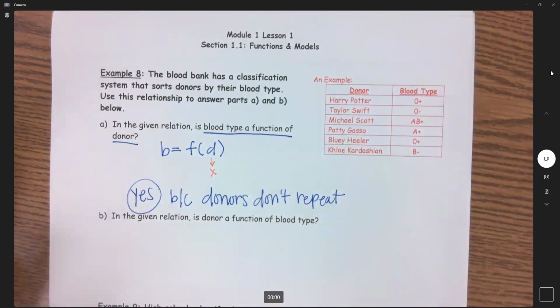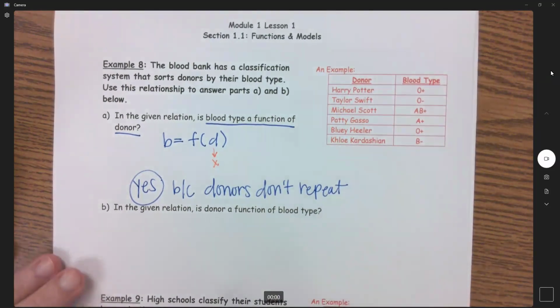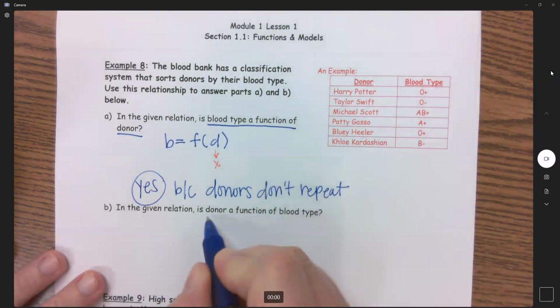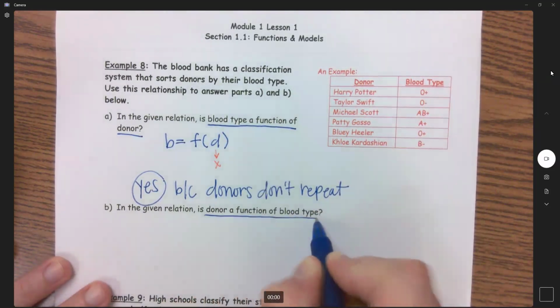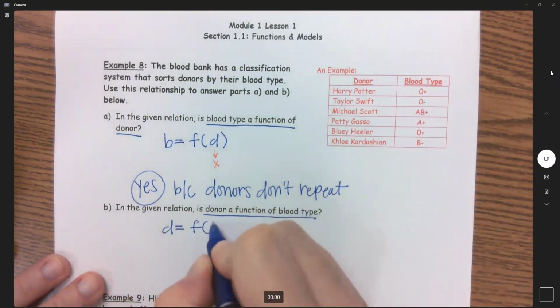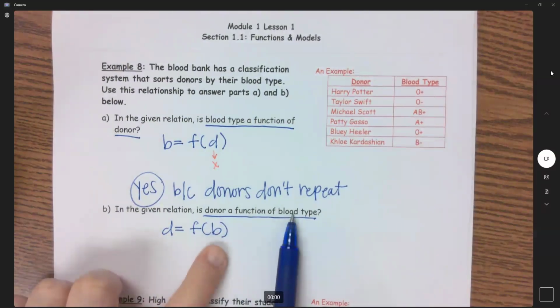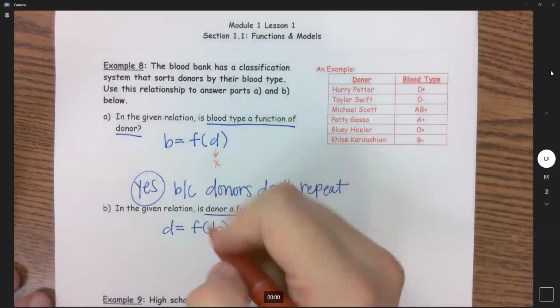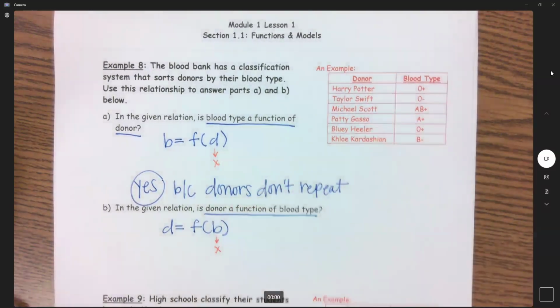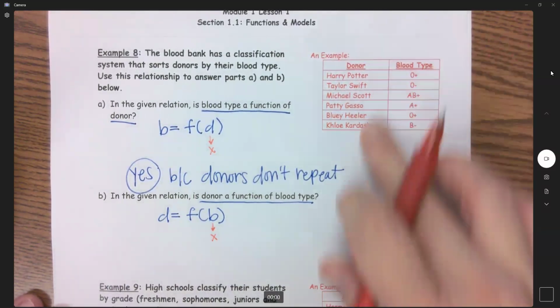Okay, so if you need to, make an example off to the side so it can help you visualize what we are talking about in those problems. Now, this is going to ask the opposite way. In the given relation, is donor a function of blood type? So now, does D equal F of B? Is donor a function of blood type? So now my blood type is my X value. If my X is blood type, will this repeat?